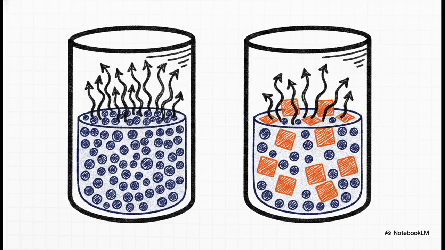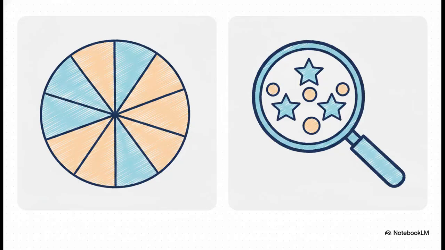Well, it's pretty intuitive. Those solute particles take up space at the surface of the liquid, literally physically blocking the solvent molecules from escaping into the gas phase. It's like a microscopic traffic jam at the surface. And this simple drop in vapor pressure is the singular domino that knocks over everything else we're about to see. So the crucial point is how we actually measure this drop.